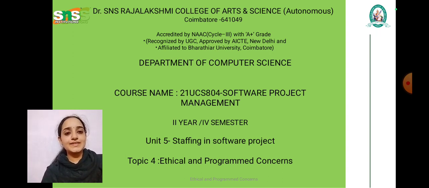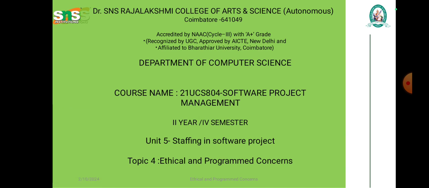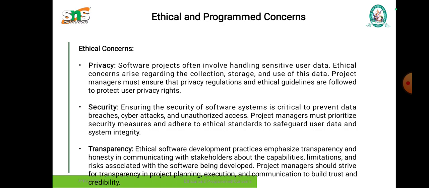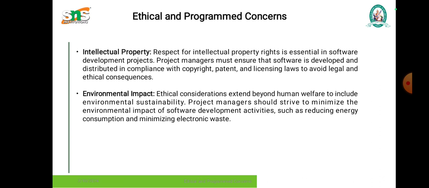Now we are going to discuss the ethical and programmed concerns in staffing in software projects. So let's discuss. The ethical concern is classified into 5 types. So there are privacy, security, transparency, intellectual property, and environmental impact.